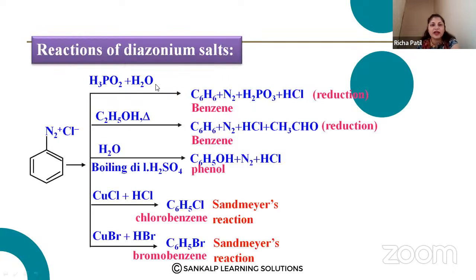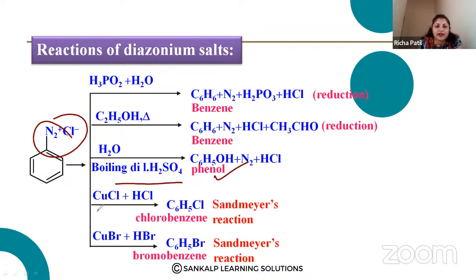So next we'll see the reactions of diazonium salts. You know the diazonium salt; you are going to treat it with hypophosphorous acid. What you yield is benzene, plus N2, plus H3PO3, plus HCl. You are doing a reduction using hypophosphorous acid with alcohol on benzene diazonium salts. You yield benzene again, so this is also a reduction. If you treat the benzene diazonium salt with boiling dilute H2SO4, you yield phenol.